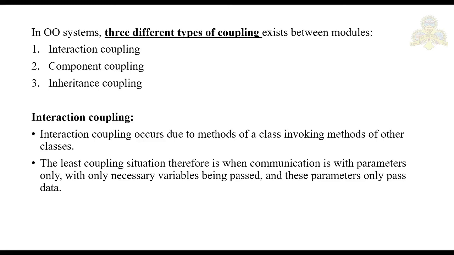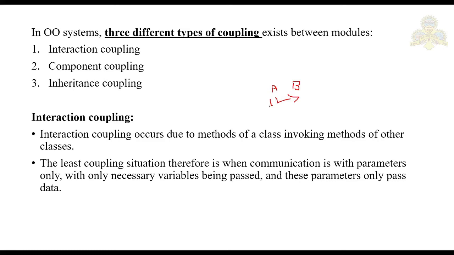Okay. So we say that interaction coupling occurs when, suppose you have a class A and a class B. Interaction coupling occurs between class A and class B whenever a method, that is a function, of one class invokes the methods of another class or classes. Now the least coupling situation is when the communication is with the parameters only, with the necessary variables being passed, and these parameters only pass the data.